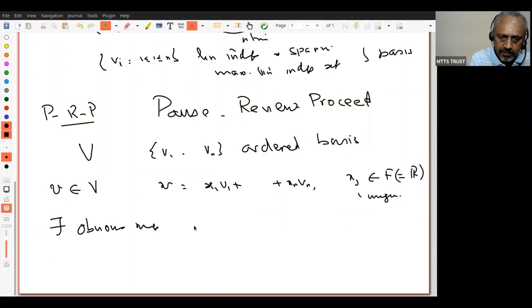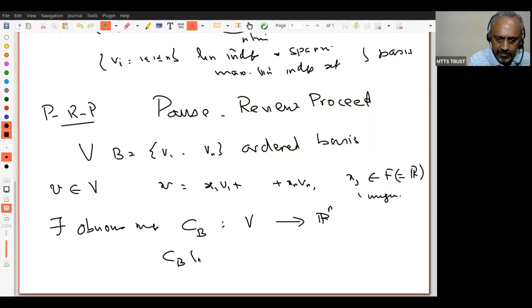Okay, call it C_B. Call this an ordered basis B, which is a map from V to R^n. Given any vector v, I have an ordered n-tuple of real numbers. I'm sure all of you can guess what it is. What will be C_B of v? This is, by definition, x1, x2, ..., xn.